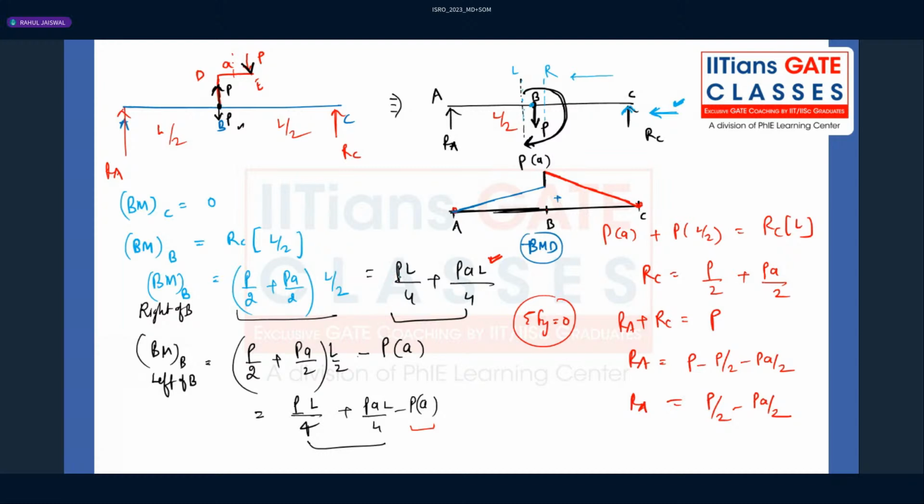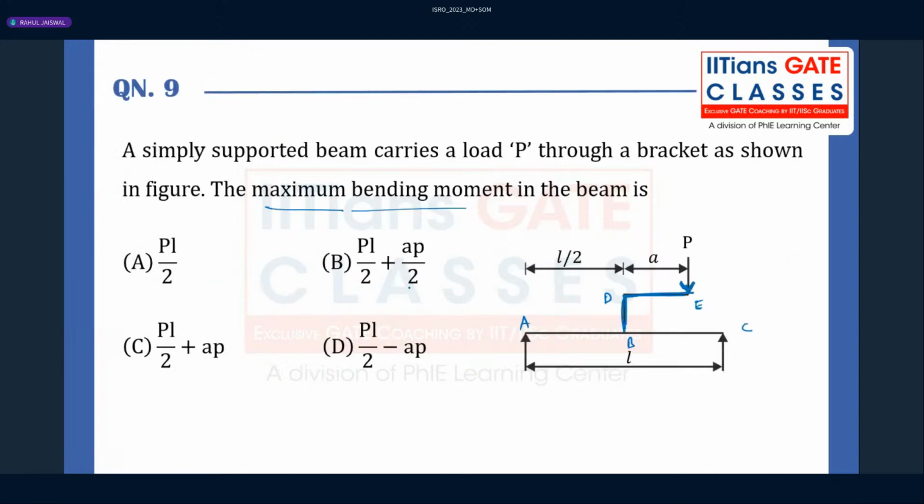Positive. So here when you calculate the value of the bending moment, that is the maximum, right? At point B, you are getting two values. One is this value, other is this value. They are asking maximum. So whenever at any point two bending moments are acting, always take the maximum value of that, because for that only you have to design the beam, right? So what is the maximum value? Maximum value will be this one. So in which option is it there? PL by 2 plus AP by 2.